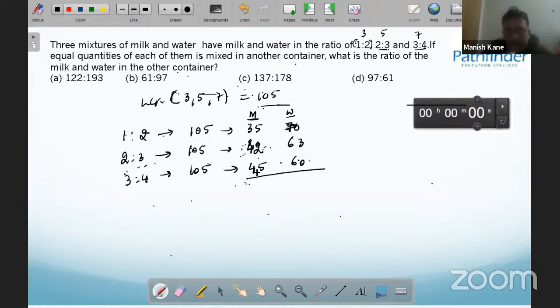Just add up these quantities. So 80, 110, and you get 122 liters of milk, 123 plus 70, 193 liters of water. So what is the ratio of milk and water? It is 122:193. So I hope I have been able to explain this to you. It was extremely difficult with a faulty digital pen.